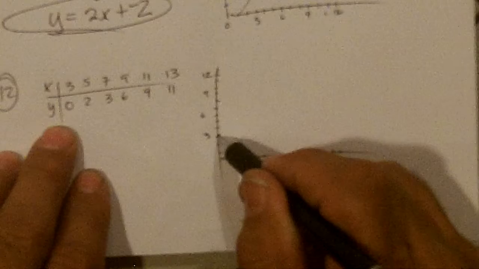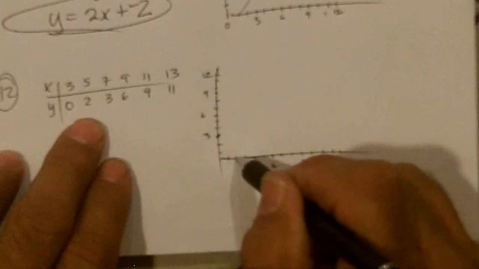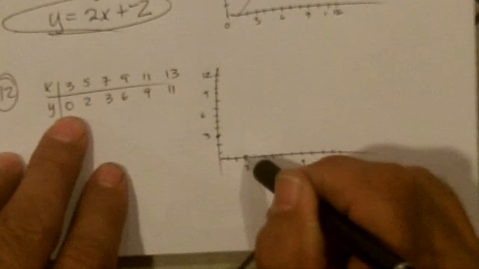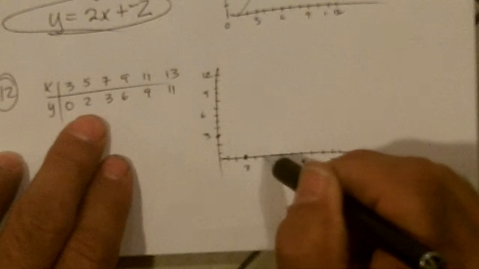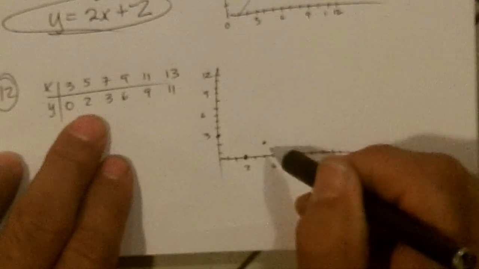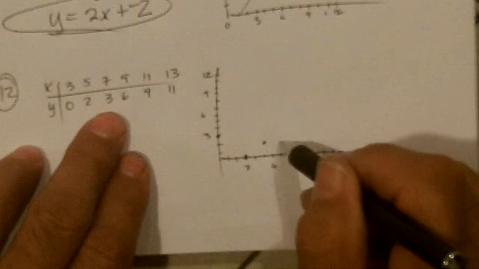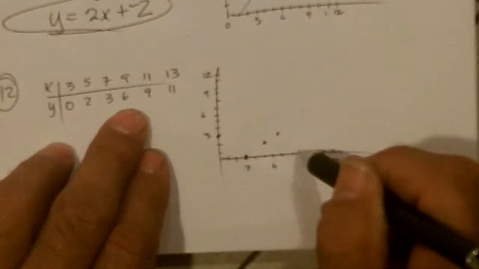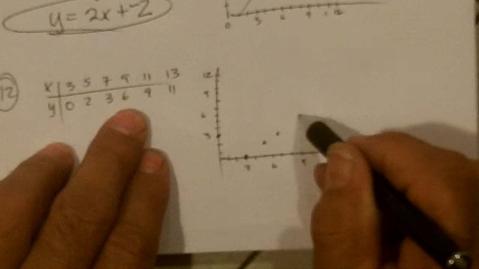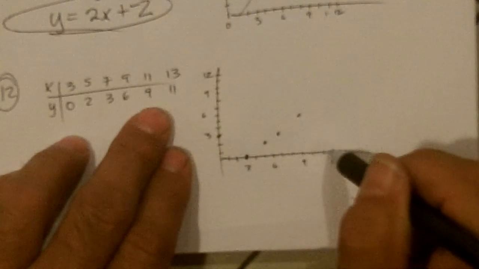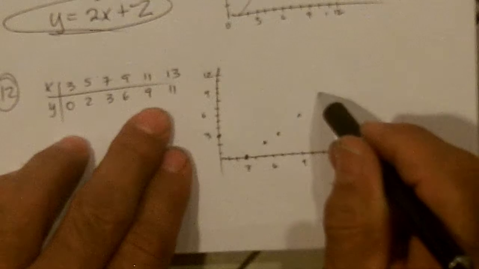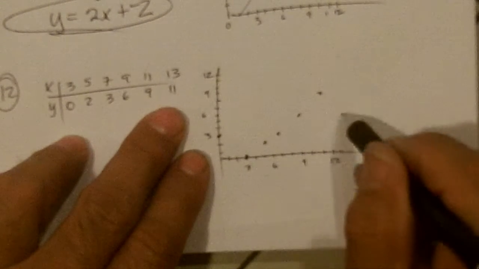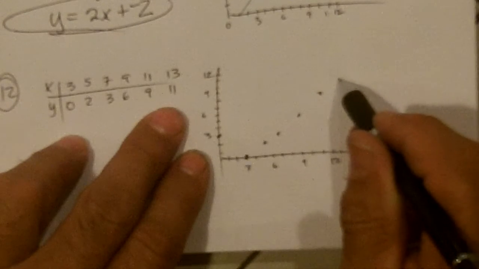0, 3. No, 3, 0, sorry, I read that backwards. 3, 0, 5, 2, 7, 3, 9, it's at 6, 11, it's at 9, and at 13 it's at 11.